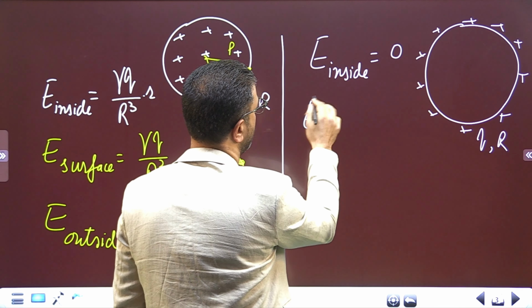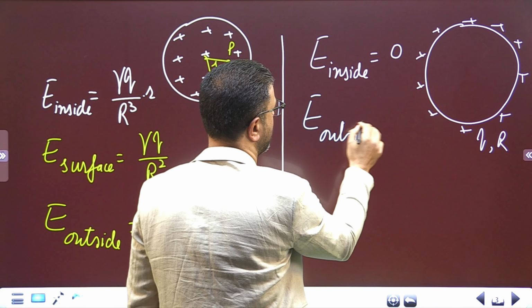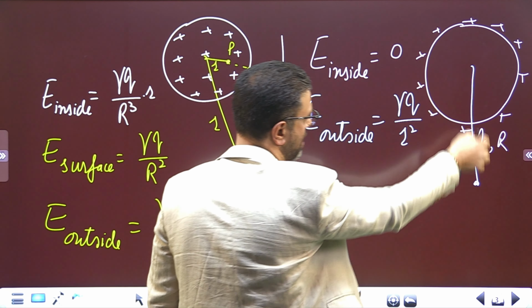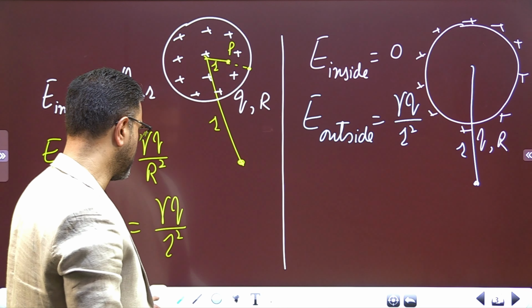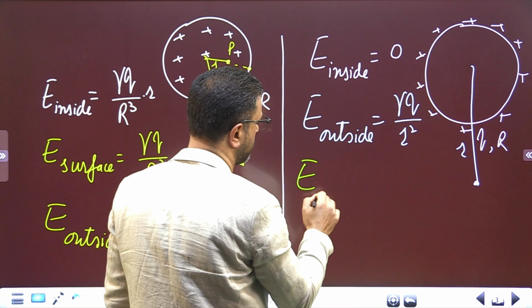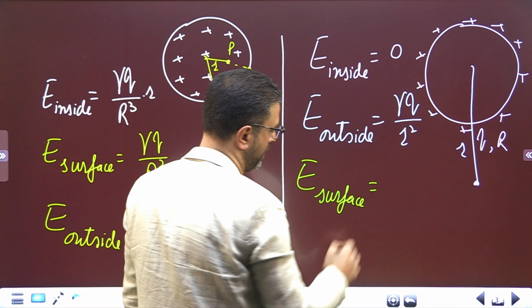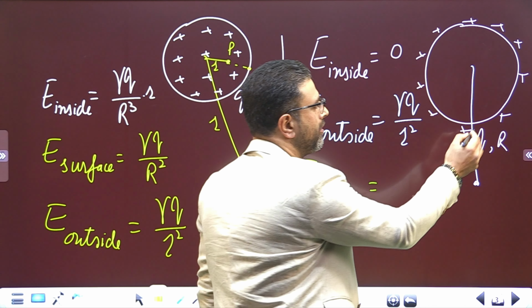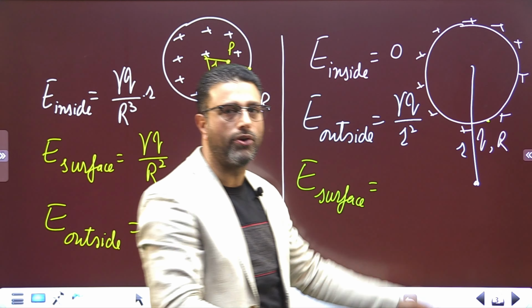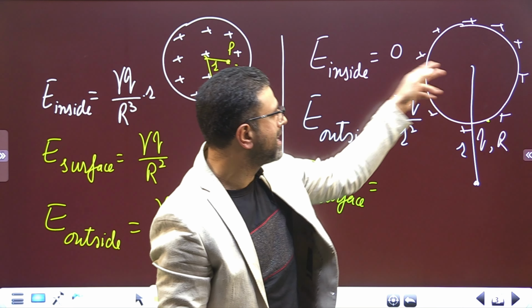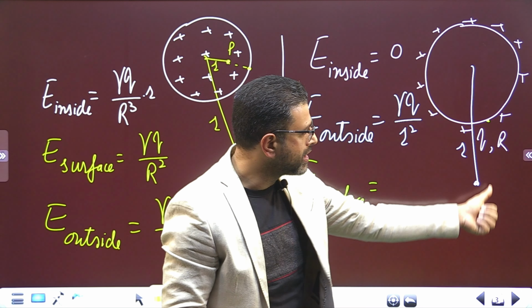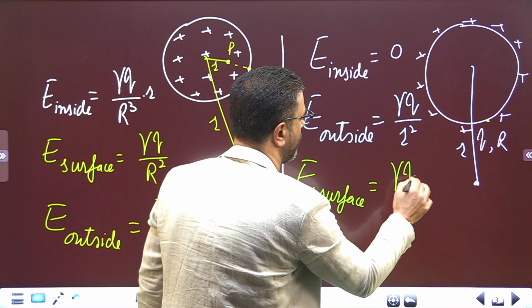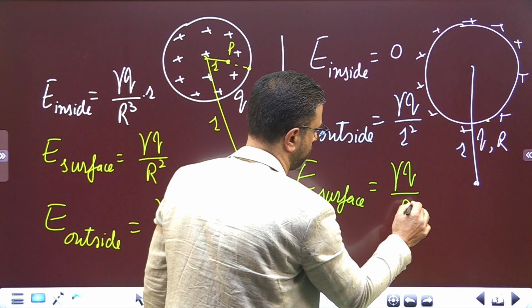Field outside, again, behaves like a point charge located at the center. So that's gamma Q divided by r square at any point outside at a distance r. It's just the same as that of a point charge. Field on the surface: remember we talked about it. Whenever we talk of the surface in case of a spherical shell, we mean that we are approaching the surface from outside, not from inside. If we approach the surface from inside, then the field is 0. If we approach from outside, then instead of little r we'll use capital R, and it will become gamma Q divided by capital R square.